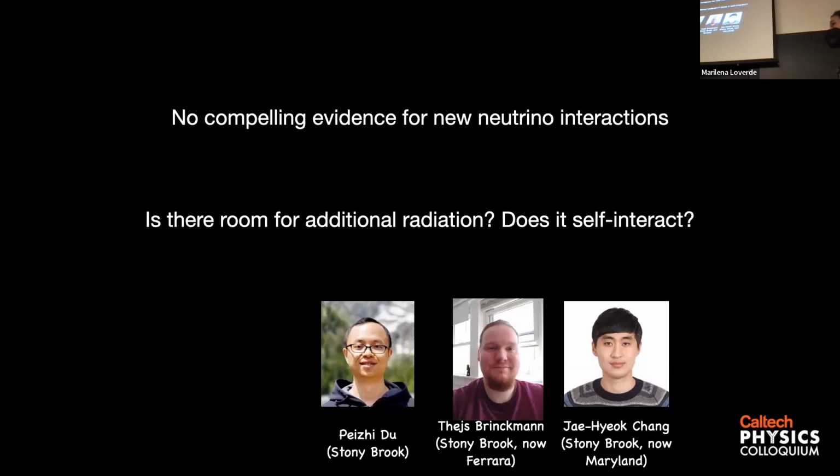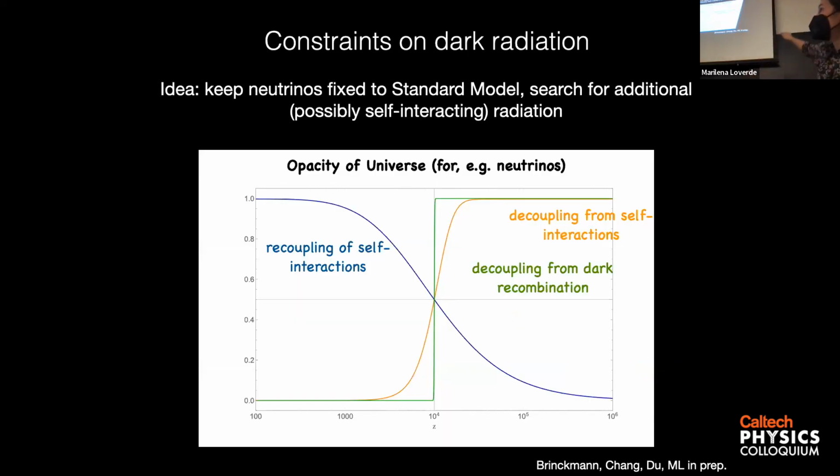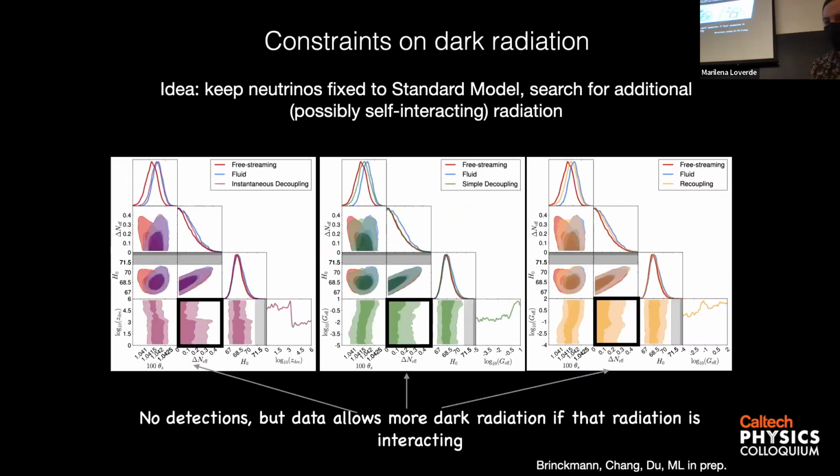So this is a current project and ongoing work with these same characters, and also with help from Peizhi Du, who's another Stony Brook postdoc about to head to Rutgers. Here in this exercise, we look at constraints on new particles that could decouple from self-interactions, that could decouple from something like dark recombination, which would lead to a sharper transition in their interactions, or could even recouple. The takeaway is we use the same current CMB data and look for all this stuff. Unsurprisingly, we find no new physics, but the data does allow room for a little bit more dark radiation if that dark radiation has some self-interaction.